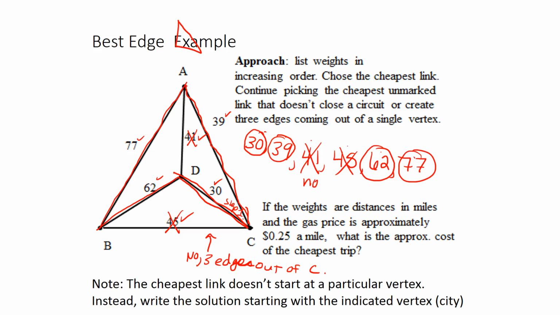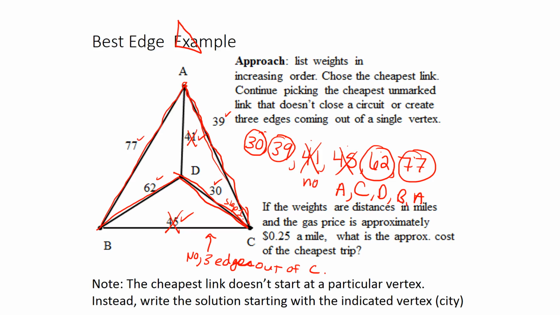So that is our least cost circuit using the best edge, which is also called the cheapest link. And so you can start it. It didn't even tell us what vertex to start with, so we can start with wherever we want. A, C, D, B, A is how we would write that. A, C, D, B, A, or you could write it backwards, A, B, D, C, A. It doesn't matter.